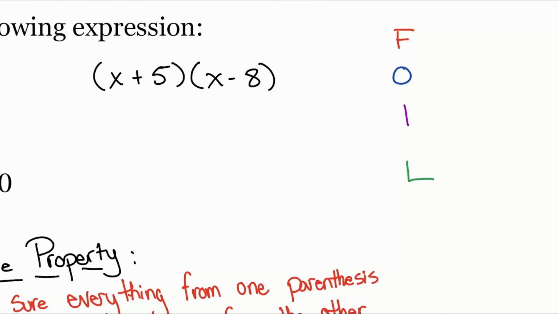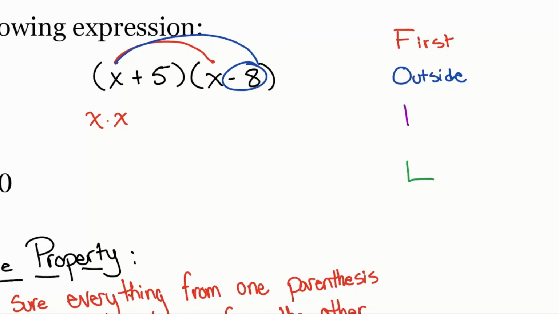So F stands for first. And most people will go ahead and take the first one here, those two multiply together. So I'll do that. Everybody, x times x is what we're going to write. Next, we have O, which stands for outside. That means the outer terms, the x and the 8, those are being multiplied together. Again, the outside terms. So what that's going to give us is a negative 8 times x. So that'll be negative 8 times x.